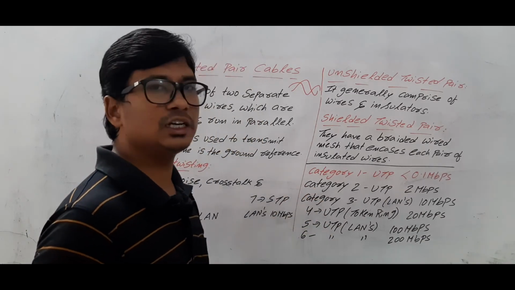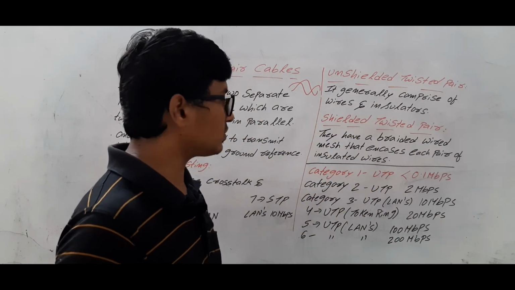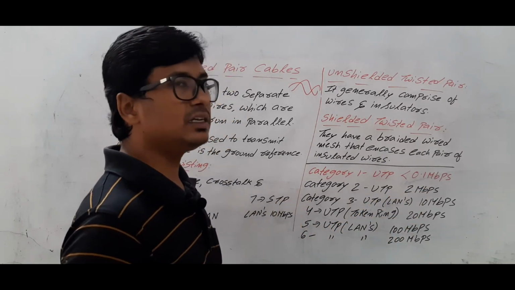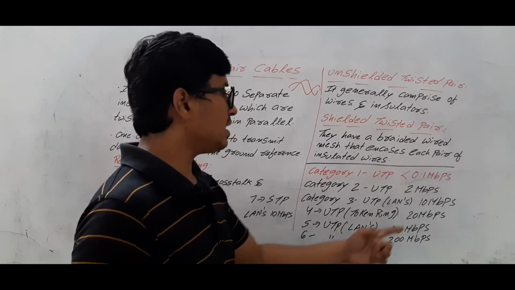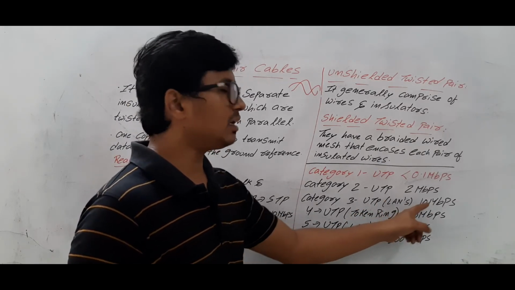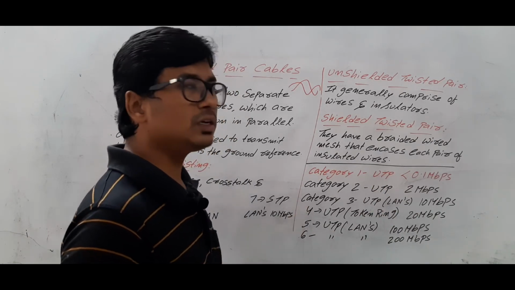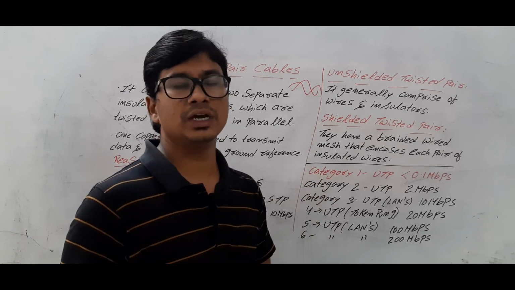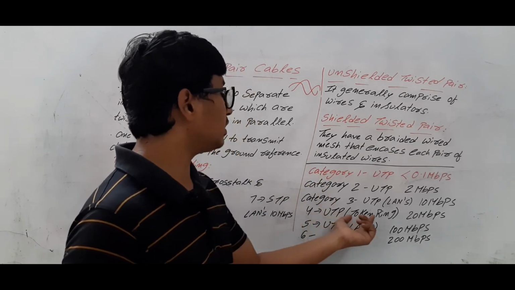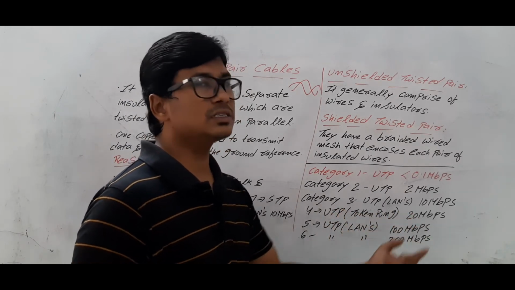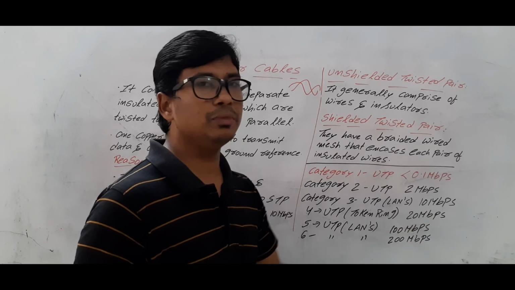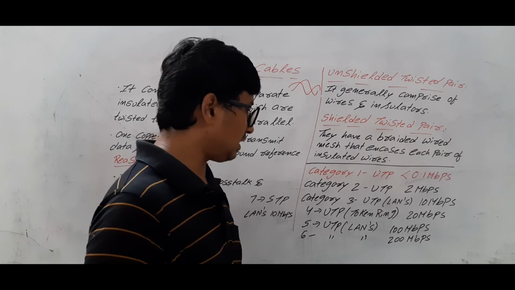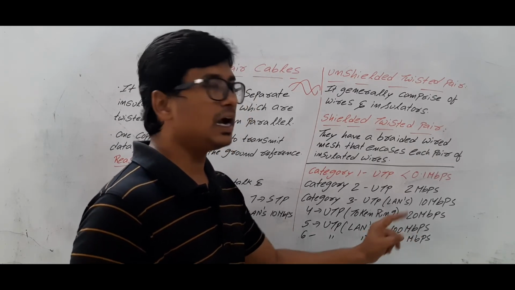When it comes to category 2, we are using the unshielded twisted pair and it gives a data rate of 2 Mbps. Coming to category 3, it is used in LANs and gives a maximum data rate of 10 Mbps. When it comes to category 4, we use it in token ring. In LAN, we have Ethernet, token ring and token bus. So category 4 cables are used in token ring, and give a maximum data rate of 20 Mbps. And category 5 is used in LAN, meaning Ethernet, and gives a data rate of 100 Mbps.